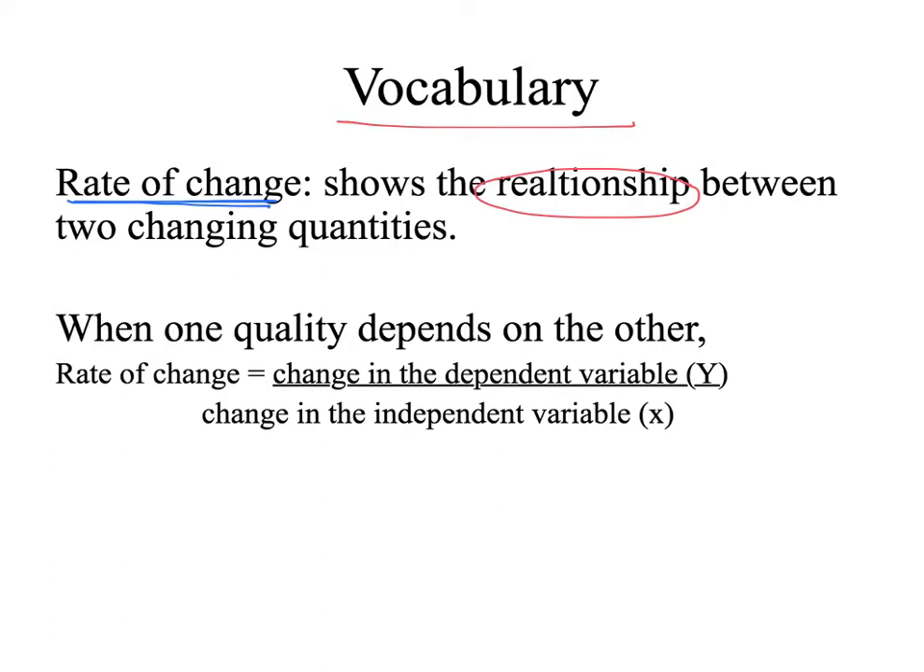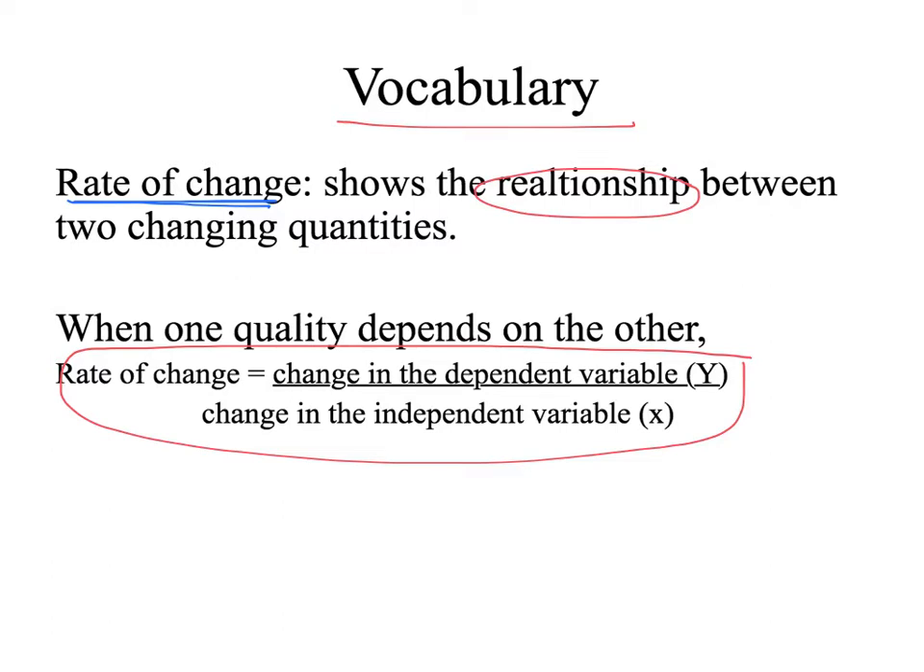So we've already learned independent and dependent variables. So when one quantity depends on the other, you can figure out the rate of change, and this is just one of the many formulas we need to memorize. Rate of change is the change in the dependent variable divided by, because this is a fraction, the change in the independent variable. Okay, so definitely write that formula down. Rate of change equals change in the dependent variable divided by change in the independent variable.